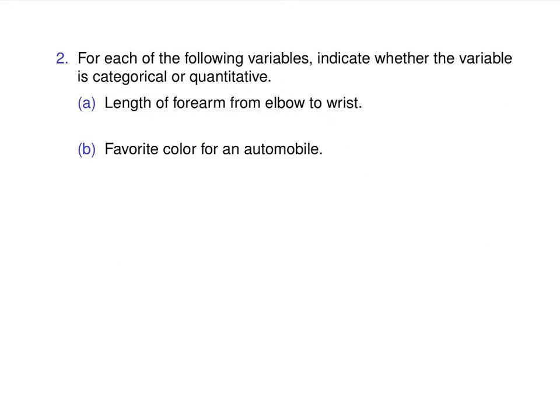For the following variables, indicate whether the variable is categorical or quantitative. Category means categories, quantitative means a number, basically. Length of forearm from elbow to wrist: quantitative.